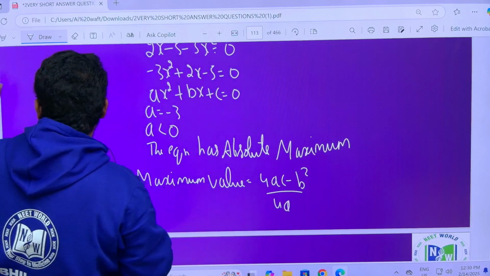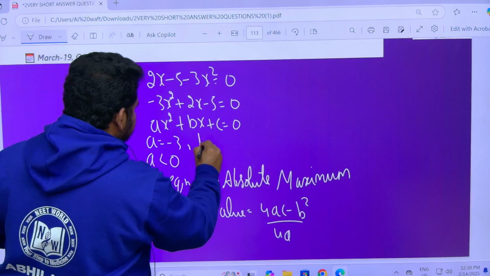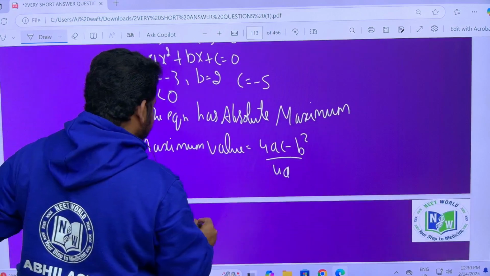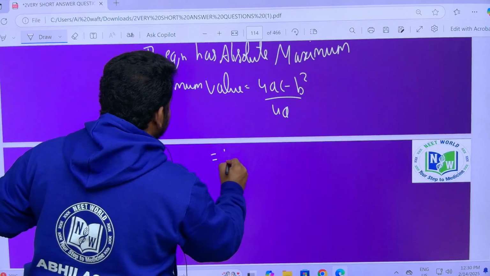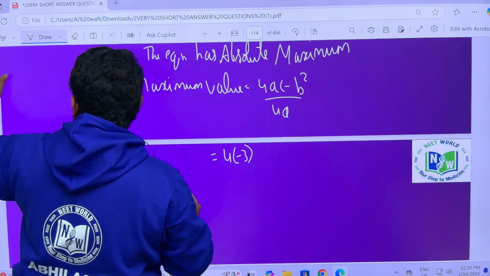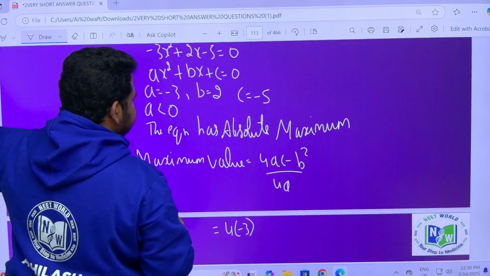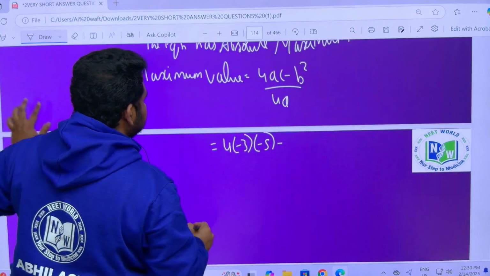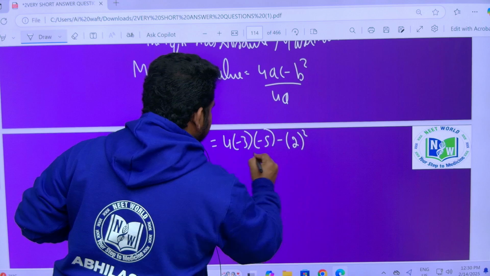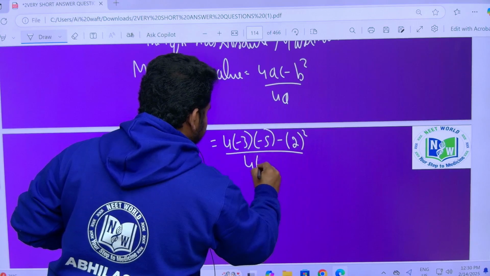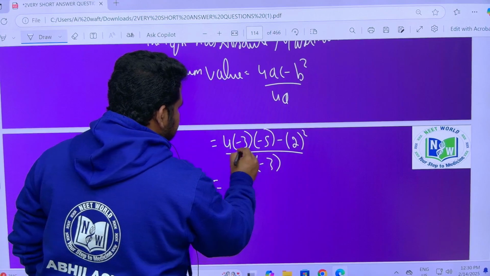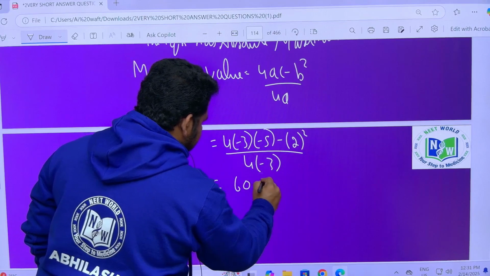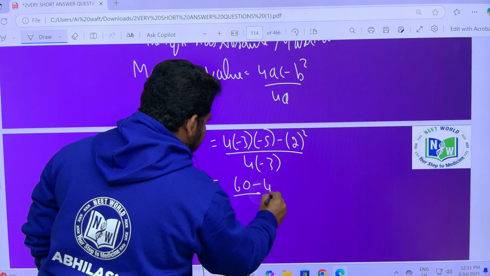But here by comparing we will get to know that a is equal to minus 3 and b is equal to 2 and c is equal to how much? c is equal to minus 5. Substituting these values we will get the maximum value. So that is equal to what? 4, a is minus 3 and c is minus 5, and b is 2. So 2 square by 4 times a. 4 times a is what? a is minus 3. So this will be equal to what, friends? 3 5s are 15, 15 4s are 60, plus minus into minus is plus. So this will be 60 minus 4. This will be 4 3s are 12.